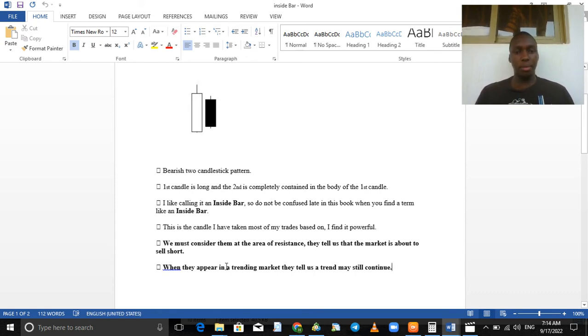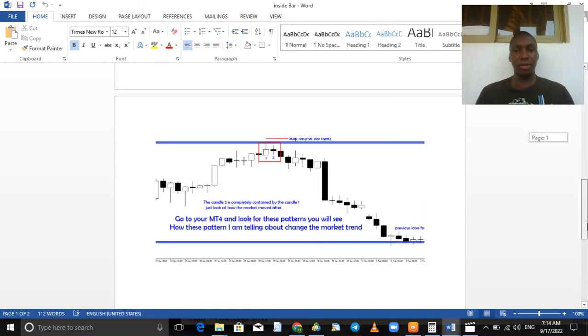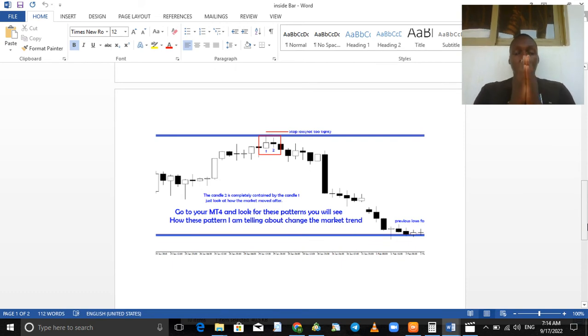When it appears in a trending market, it tells us the trend may still continue. It also depends. When you find this candlestick pattern in a trending market, it indicates that the market is still trending. So you may not find it on a resistance level, but you can find it in either an uptrend or downtrend. That indicates that the market is still trending.